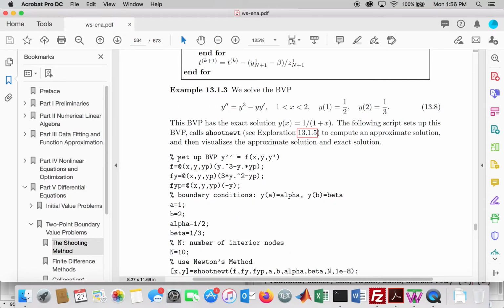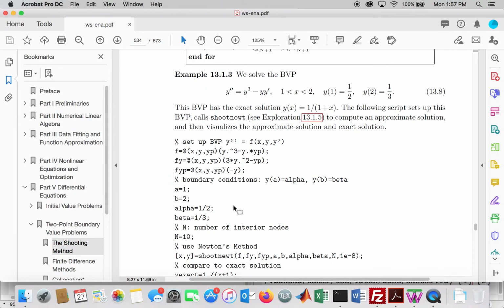So what we do is define function handles for f and then df dy and df dy prime. If you take derivatives of this function that comes from the boundary value problem, so y cubed minus yy prime, that is your f of x, y, y prime. Taking derivatives of that with respect to y and y prime gives you these function handles f and fyp.